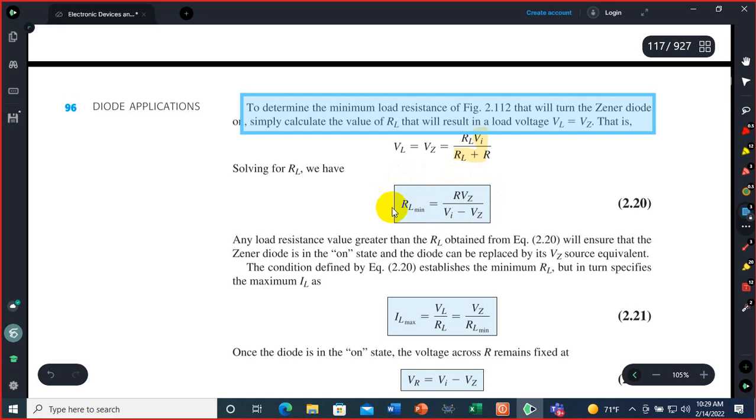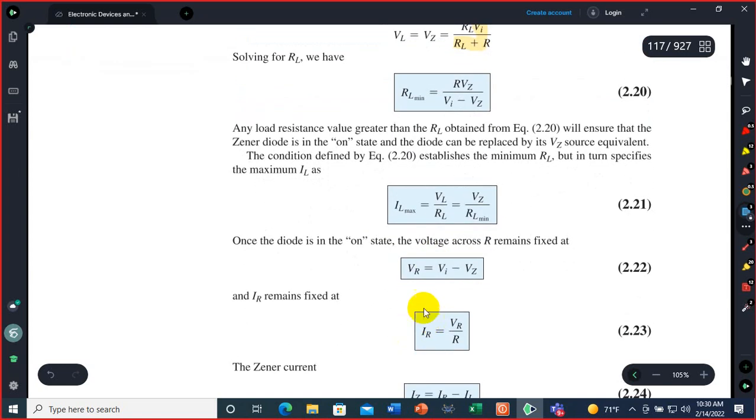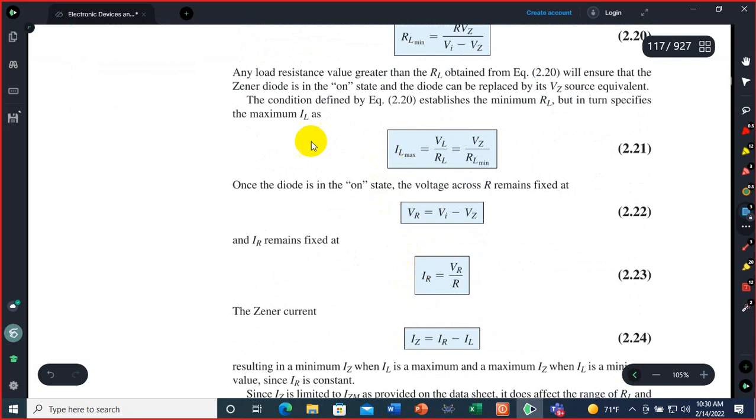Safe value, minimum value. So when the resistance is minimum, current will be the maximum. When the current is maximum, VL will be VZ, when the diode is on. So we can tell that that's the maximum current when the resistance is minimum. So this equation gives you the maximum load current. The condition defined establishes the minimum RL, but in turn specifies the maximum load current.